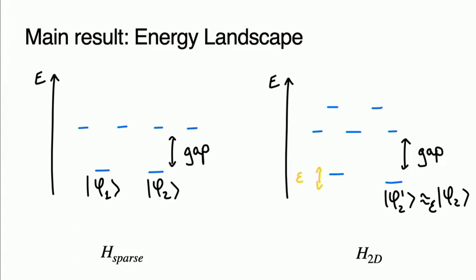The last thing is if the ground space is spanned by some vectors, we want this low energy band to be spanned by vectors that are approximately the same as the ones that we started with. So here, for example, we start with phi2 and get phi2 prime, and we want phi2 prime to be close to phi2 in, say, the fidelity, up to some small correction, epsilon.